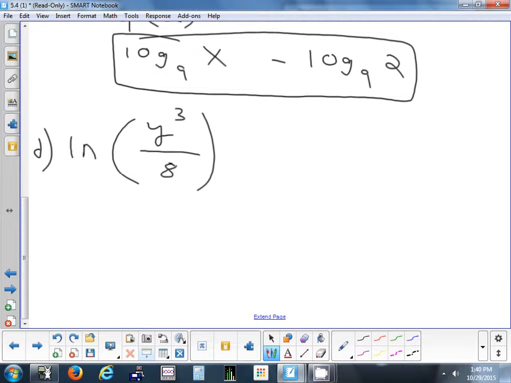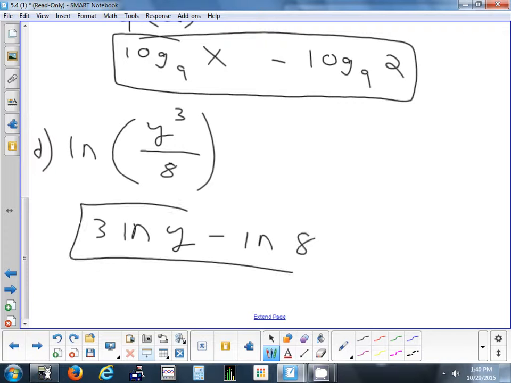Okay. 3 ln y minus ln 8. Perfect. 3 ln y minus ln 8. If you wanted to do it in 2 steps, you'd start with y cubed, and then the 3 would go in front, minus because of the fraction.